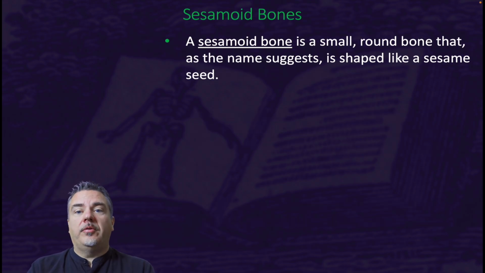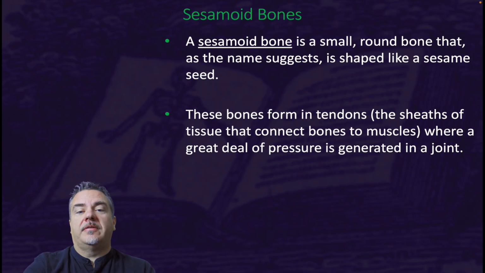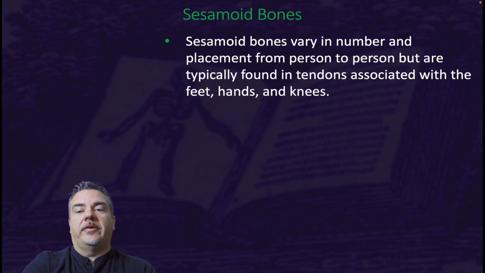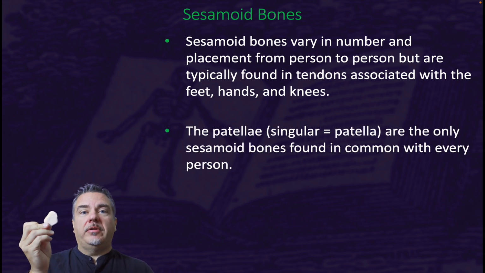A sesamoid bone is a small round bone that, as the name suggests, is shaped like a sesame seed. These bones form in tendons, the sheaths of tissue that connect bones to muscle, where a great deal of pressure is generated in a joint. The sesamoid bones protect tendons by helping them overcome compressive forces. Sesamoid bones vary in number and placement from person to person, but are typically found in tendons associated with the feet, hands, and knees. The patellae of the knees are the only sesamoid bones found in common in every person.